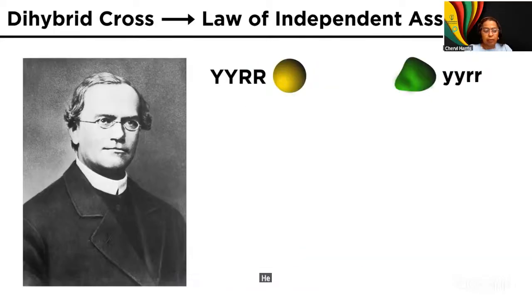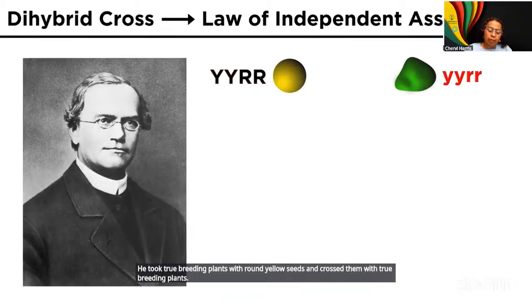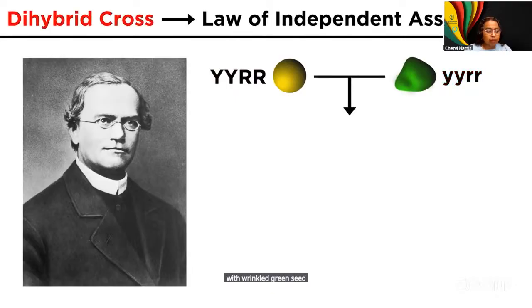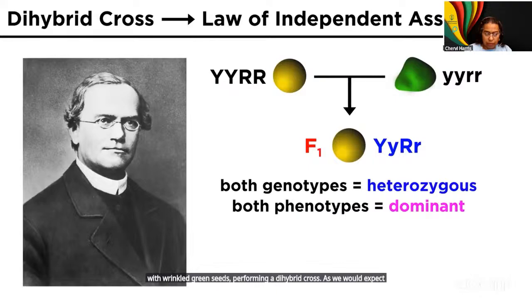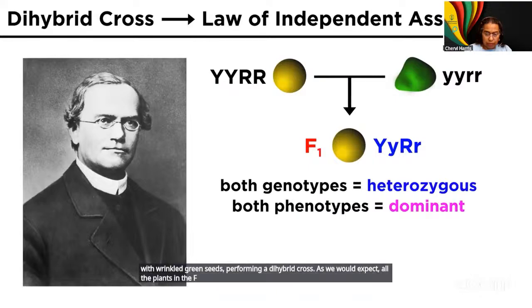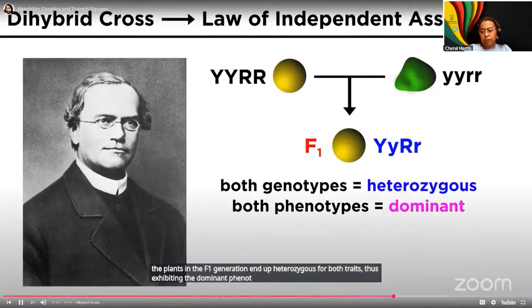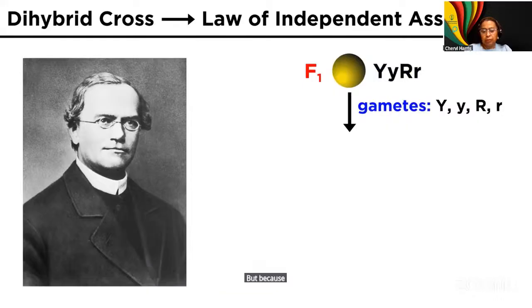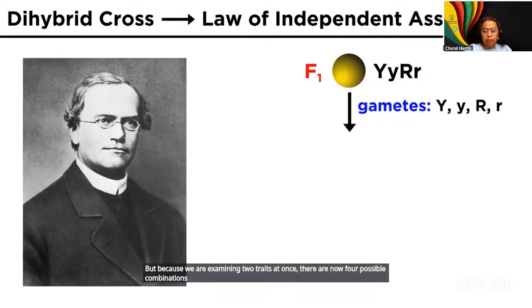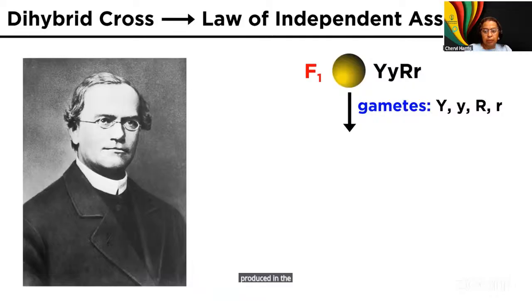He took true breeding plants with round yellow seeds and crossed them with true breeding plants with wrinkled green seeds, performing a dihybrid cross. As we would expect, all the plants in the F1 generation end up heterozygous for both traits, thus exhibiting the dominant phenotype for both traits. But because we are examining 2 traits at once, there are now 4 possible combinations of alleles produced in the gametes of the F1 plants.